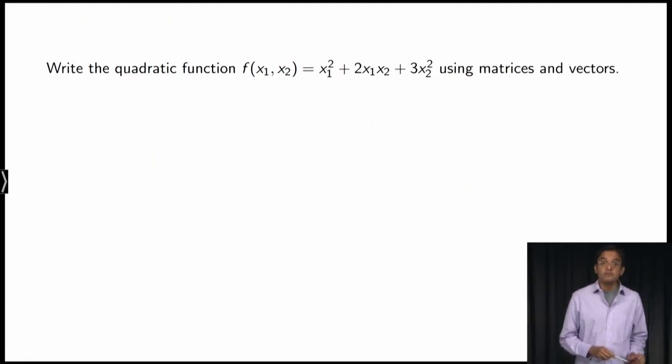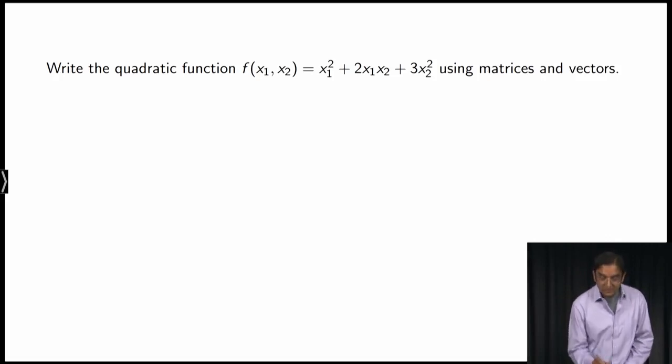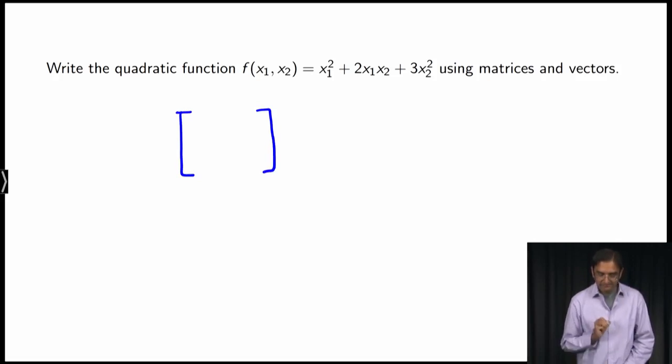We can also try reverse engineering things. So here we have a quadratic function that takes a two-dimensional vector and just returns a number. How do we write this function using a matrix? What is the matrix that corresponds to this? Well, these are two-dimensional vectors, so we're going to need a 2 by 2 matrix. And so we have to fill in these 4 entries over here.